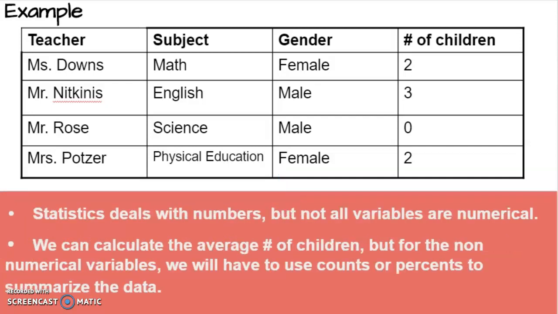Now, statistics deals with numbers, yes, but not everything is going to be numerical. So we're going to be talking more in the next couple of days about the difference between data types. So I'm just going to give you a little heads up right here. So things like subject and gender, those are not numerical. So I can't do math with those kind of things. But children, that is numerical. So I could calculate the average number of children. But when we're dealing with things that are categories or not numbers, we're going to have to use counts or percents to summarize things, and we'll get to more of that later.